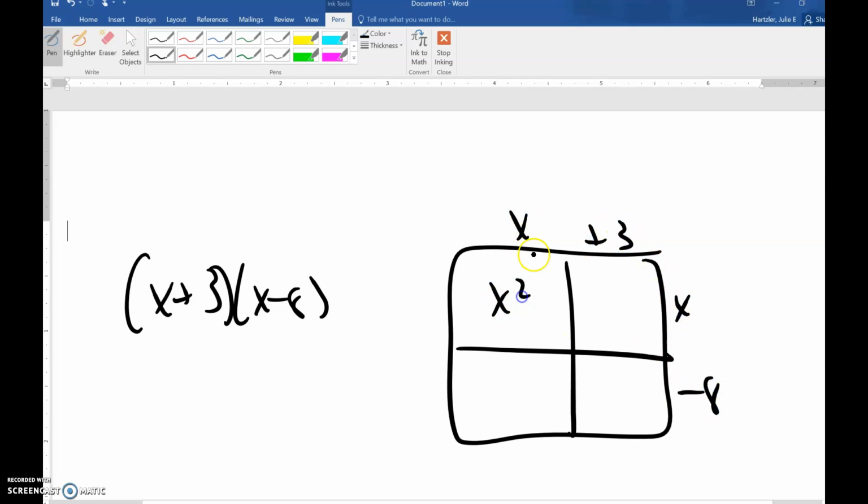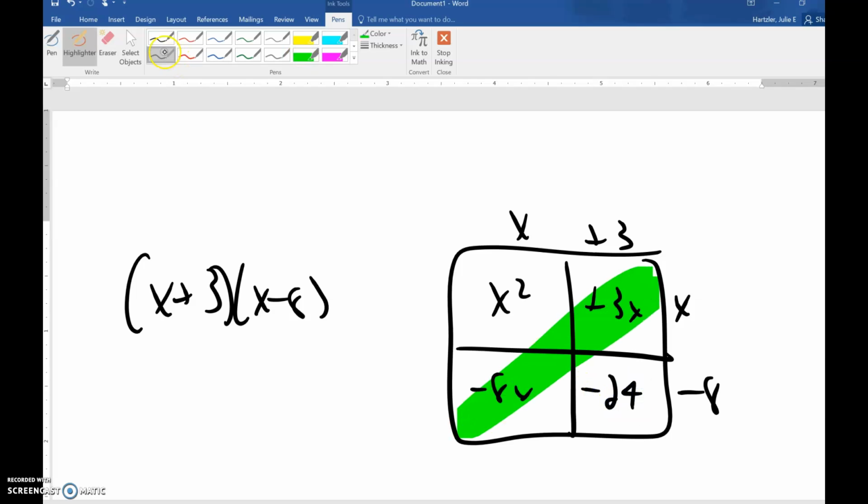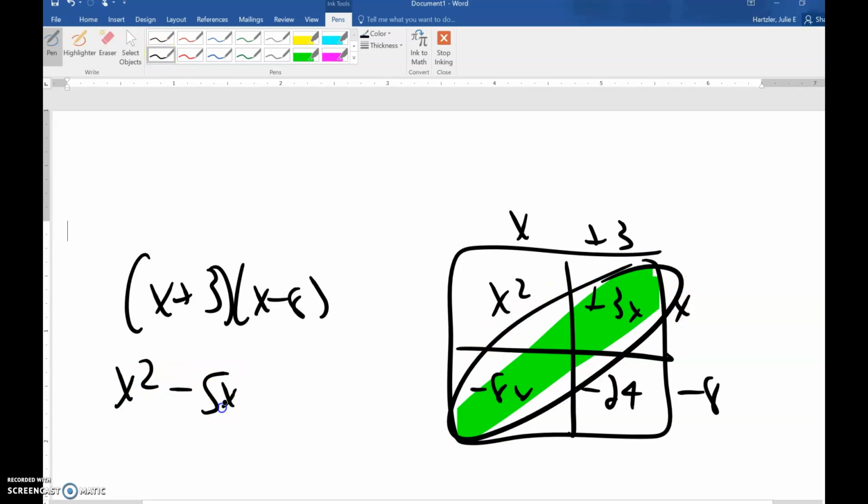So multiply x times x. 3 is positive 3x. X in that is a negative 8x. And 3 in that is a negative 24. And then again, usually if these are like terms, they will line up. So I have x squared. This gives me a negative 5x and then minus 24. And I'm done.